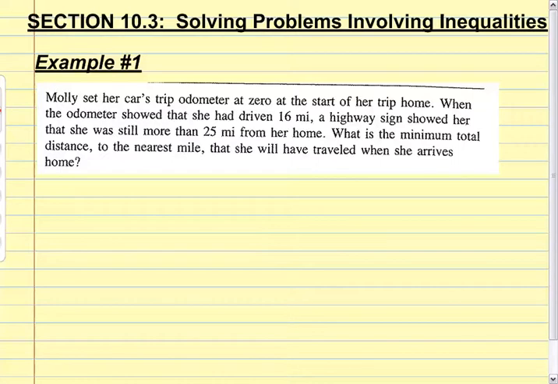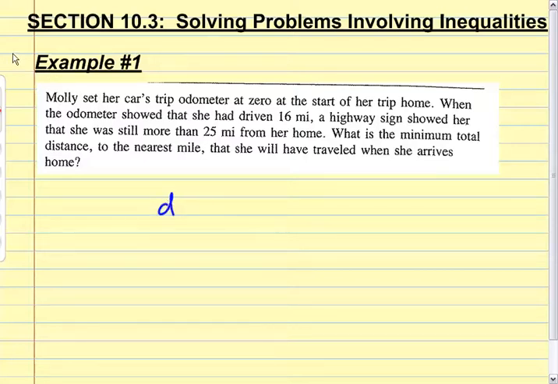Okay? When the odometer showed that she had driven 16 miles, a highway sign showed her that she was still more than 25 miles from home. What is the minimum total distance to the nearest mile that she will have traveled when she arrives home? Okay, well, first thing I know is that she's got a distance to travel. I don't know what it is. I'm just going to call it D.